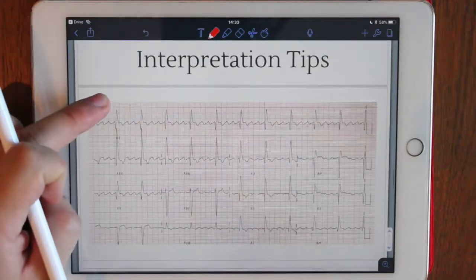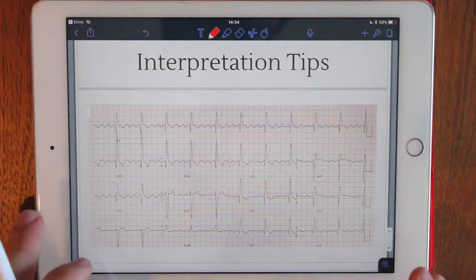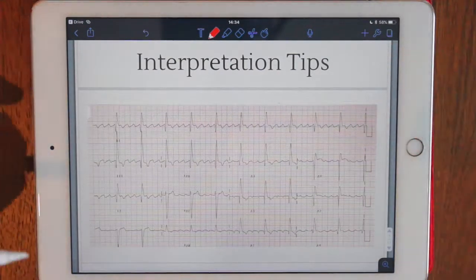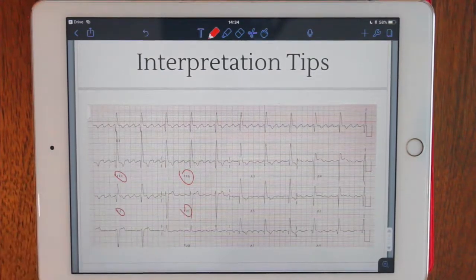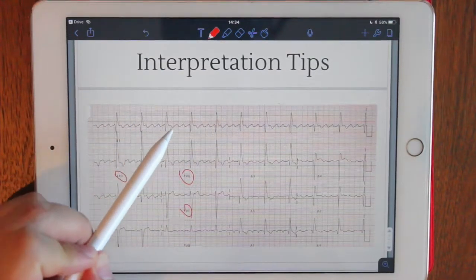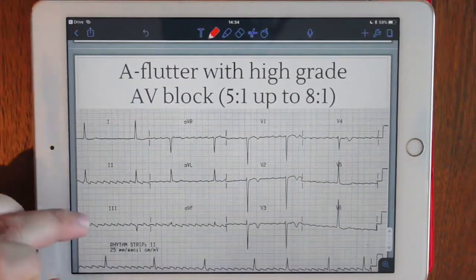One cool interpretation tip that you could do to enhance the isoelectric line is take your ECG tracing and flip it. So this, if you notice here, if you look at all the writing, is upside down. And that sawtooth pattern between every QRS becomes very obvious. So let's look at a few examples.